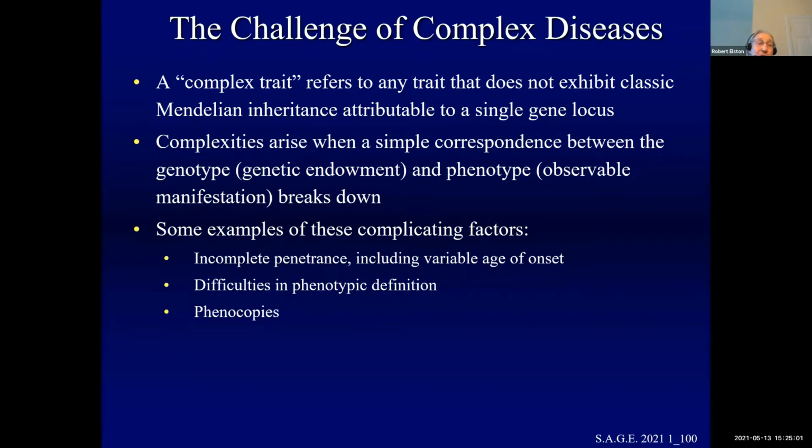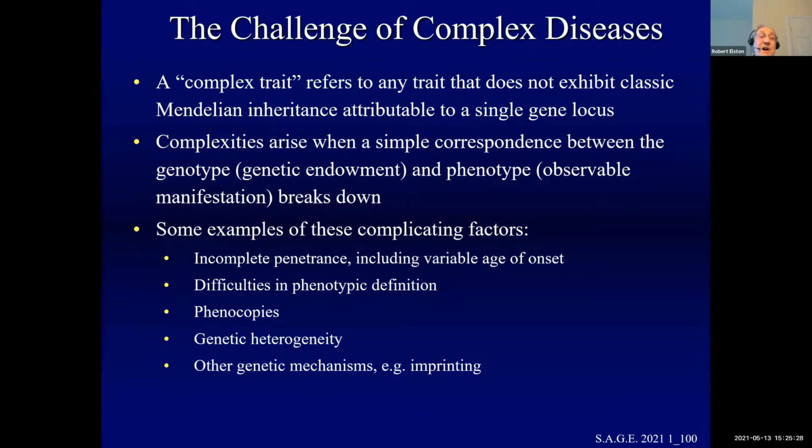You may have phenocopies. You remember that? That was the thalidomide syndrome. You may have genetic heterogeneity, and you've got to allow for that somehow. There may be other genetic mechanisms such as imprinting. And what imprinting means is that the expression of a genotype depends on the sexes of the alleles, which allele comes from which parent, male or female. That's imprinting.